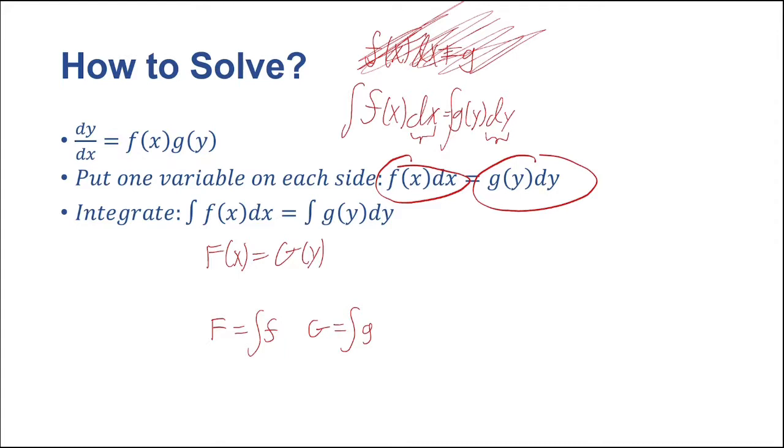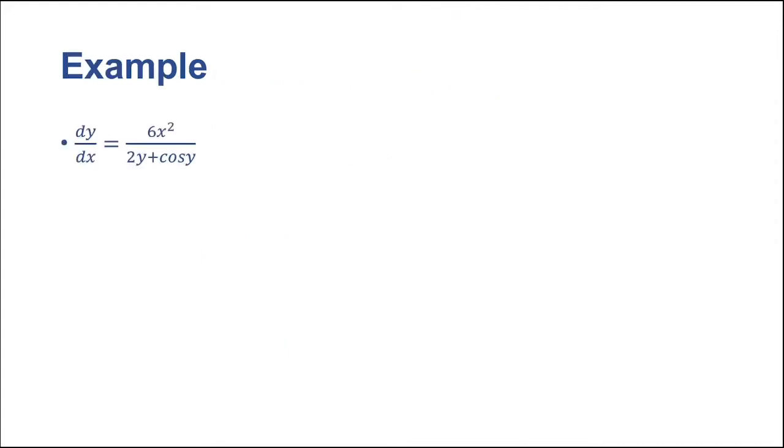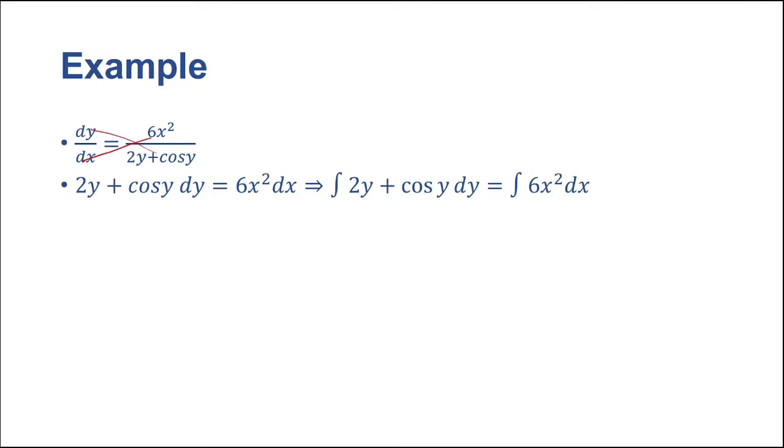Let's try an example, hopefully that'll clear things up. So for this example, we want to look at dy/dx is equal to 6x squared over 2y plus cosine y. All right, so what we're going to do is cross multiply. So we're going to get 2y plus cosine y dy, and I guess I could put another dy there, but it doesn't really matter because we're going to integrate the whole thing. We get 2y plus cosine y dy equals 6x squared dx. All right, now we're getting somewhere.